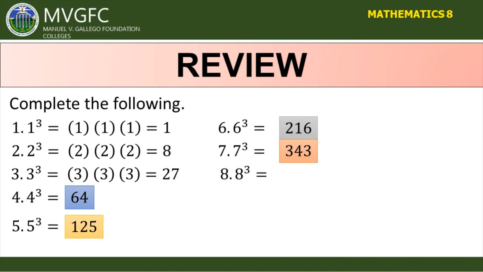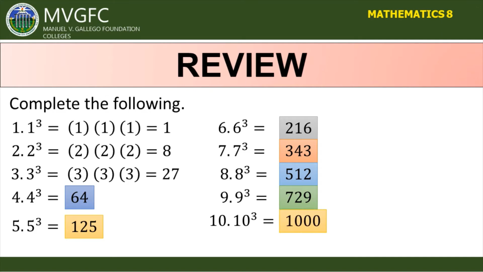For number 8, we have 8 cube, and 8 cube is simply equal to 512. Second to the last, we have 9 cube. 9 times 9 times 9 is equal to 729. And for the last one, this is my favorite, the easiest one, we have 10 cube. 10 times 10 times 10 is simply equal to 1,000. So this has something to do with our topic for today.